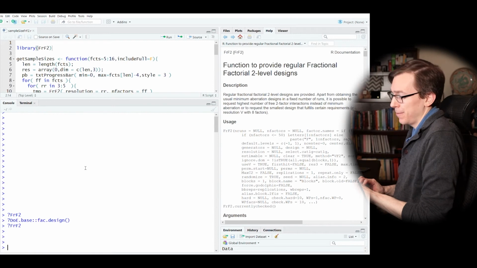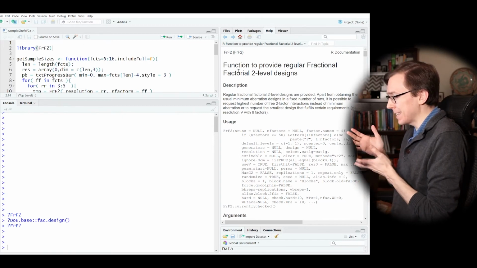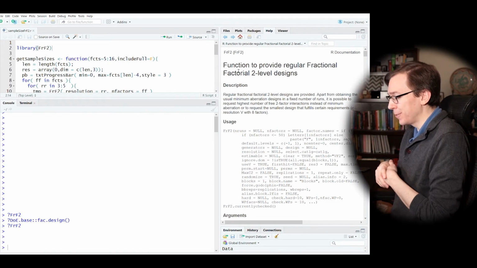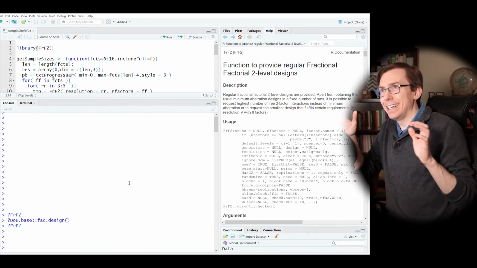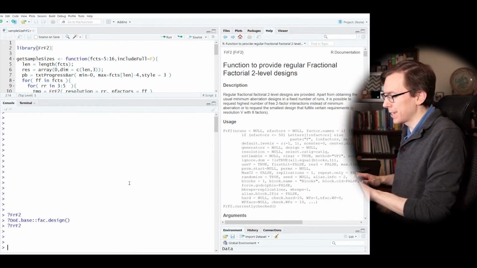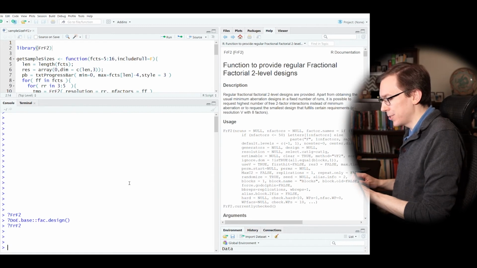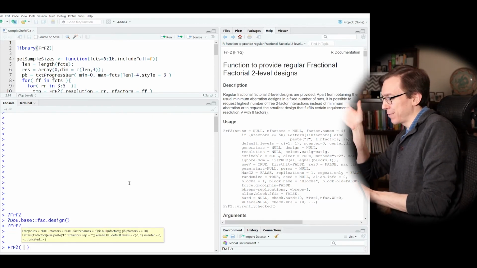So the first function that I want to look at is the FrF2 function, which is in the FrF2 package. This one will basically produce a fractional factorial design with binary factors in it. So it doesn't give us any possible mixed level design. We'll talk about that with a different function, but it does do a really nice job of producing fractional factorial designs.